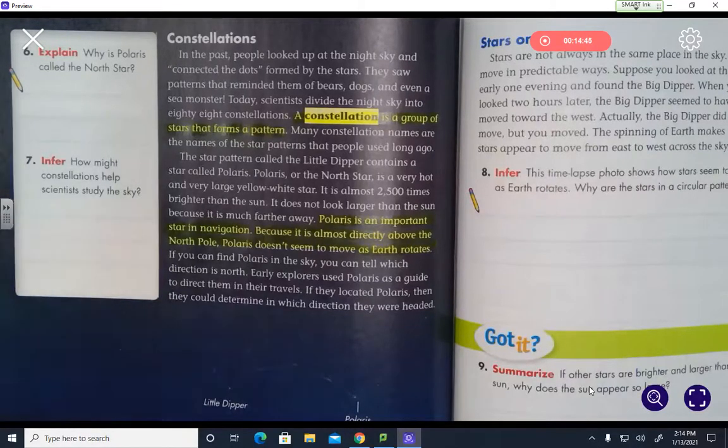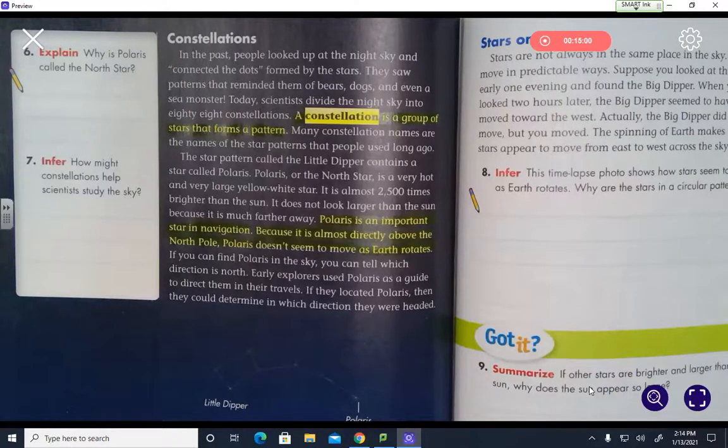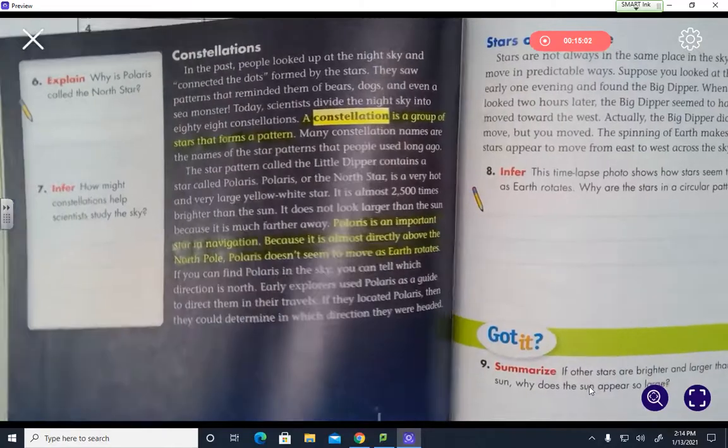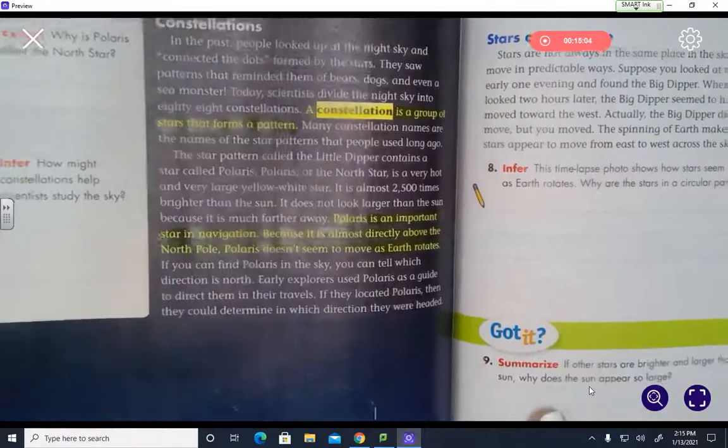If you look at number 6, it asks, why is Polaris called the North Star? And number 7, how might constellations help scientists study the sky? Let's pause the video, answer those, and then let's move on.